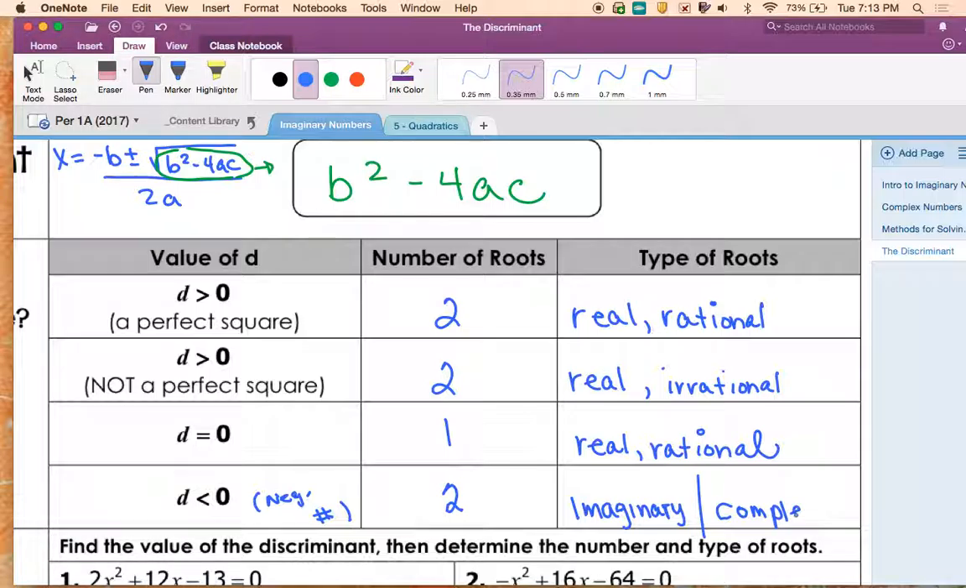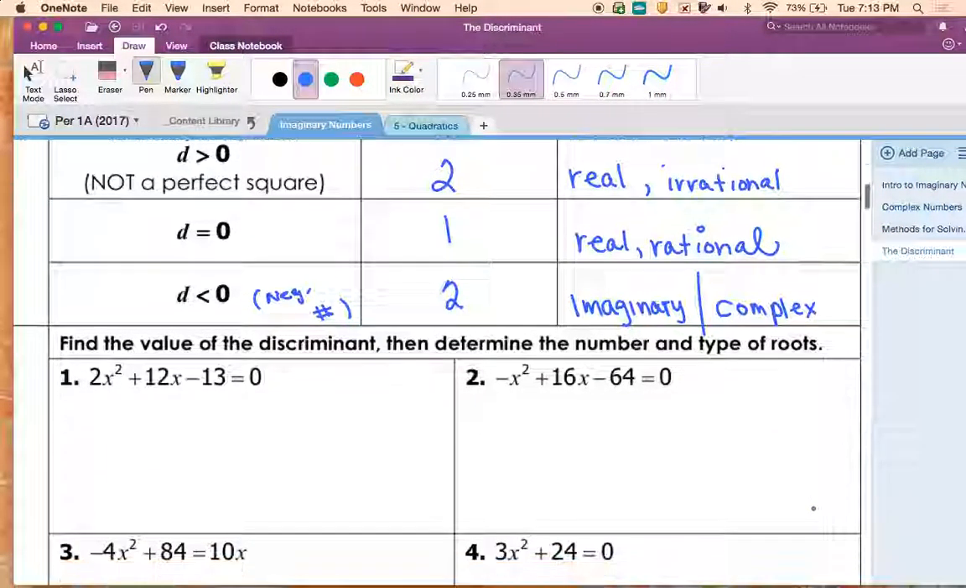Then I am going to get 2 imaginary or complex solutions. Two imaginary complex solutions. All right, let's go down here.